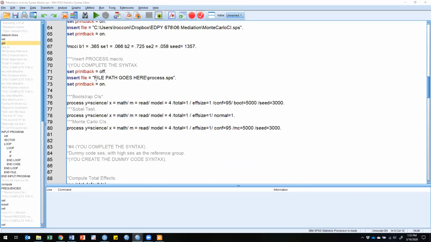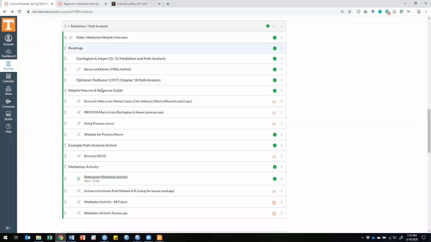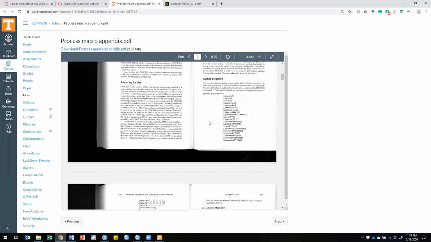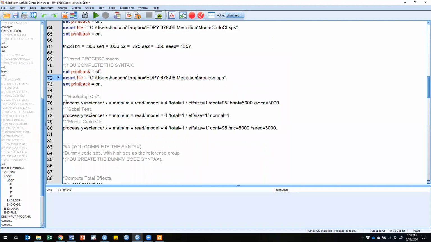So if you want to use the process macro that they discuss in the textbook, I will say the syntax that they provide in our textbook is outdated. That was for the process macro version 2, and now they're in process macro version 3. So use the syntax guide that I provided. It gives you more up-to-date information on using process macro version 3 than what's actually in our textbook, which was using the old version of it.